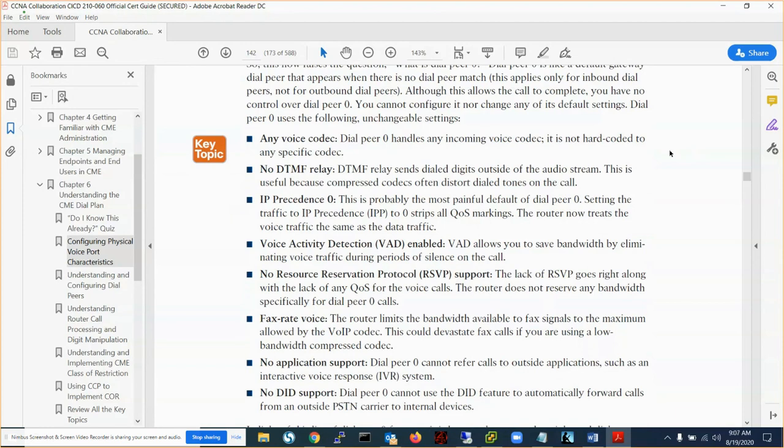You can afford to forget incoming, but not outgoing. You must have the outgoing. Right? So there's no DTMF relay. DTMF relay sends dial digits outside of the audio stream. I know DTMF is the dual tone multi-frequency signaling. I could always check that.